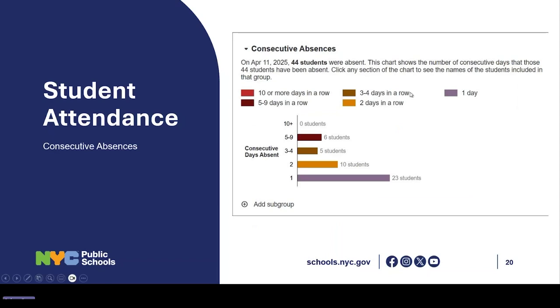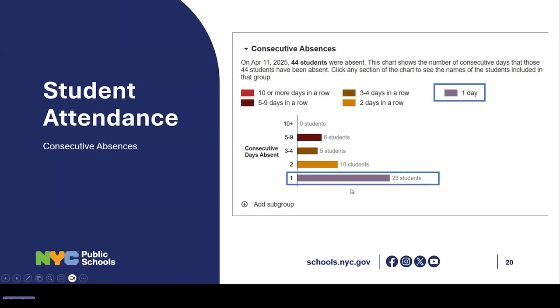The last visualization in this section is the consecutive absences chart, which shows you the number of consecutive absences of students who were absent on the most recent day for which there is attendance data, usually one school day before the current day. So let's pretend that today is Monday, April 14th. Insight does not know if your students are present today because we won't have today's attendance data until tomorrow morning. But let's look at the purple bar.